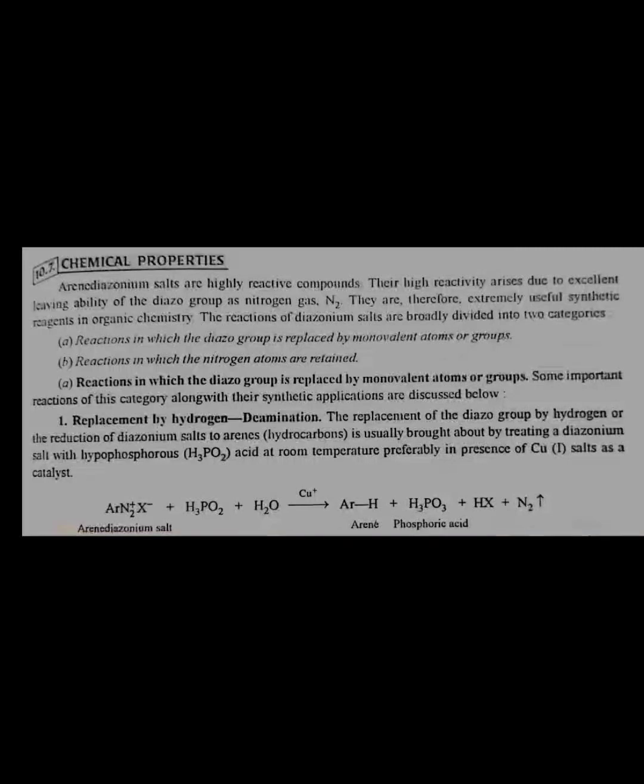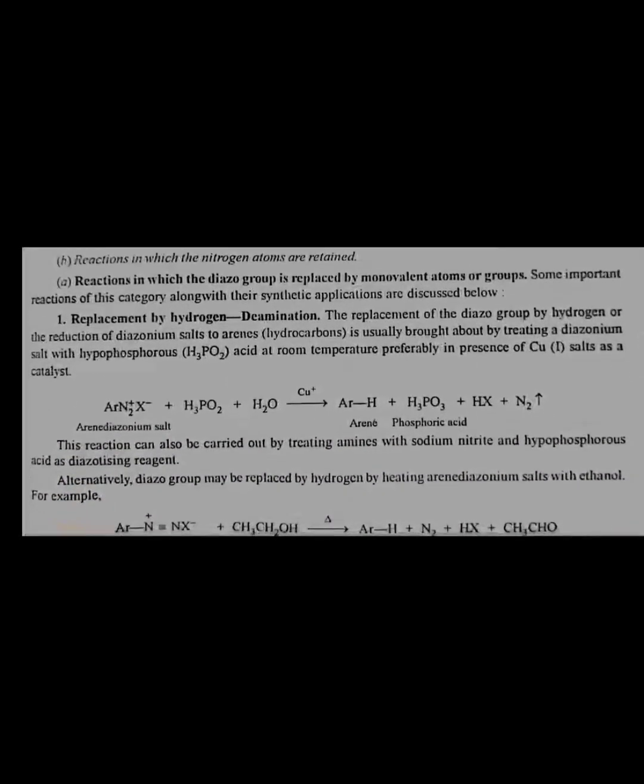The reactions of diazonium salts are broadly divided into two categories. A. Reactions in which the diazonium group is replaced by monovalent atoms or groups. B. Reactions in which the nitrogen atoms are retained. A. Reactions in which the diazo group is replaced by monovalent atoms or groups. Some important reactions of this category, along with their synthetic applications, are discussed below.